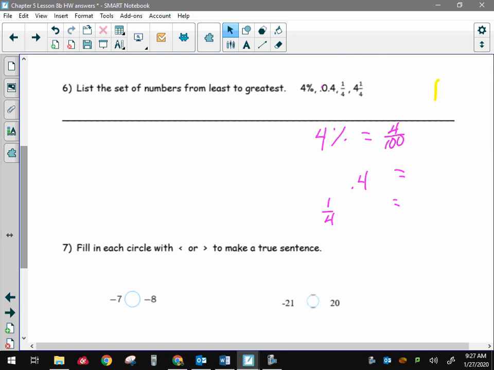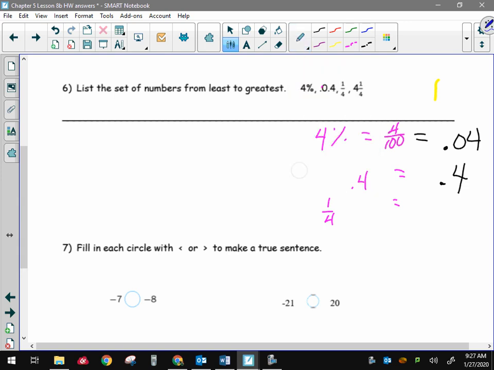4% as a fraction, percent means out of 100. Carson, how do you write 4/100ths as a decimal? 0.04, because 2 places make hundredths. 0.04, 4/100ths. 0.4 is already a decimal. I want to line up my decimals.